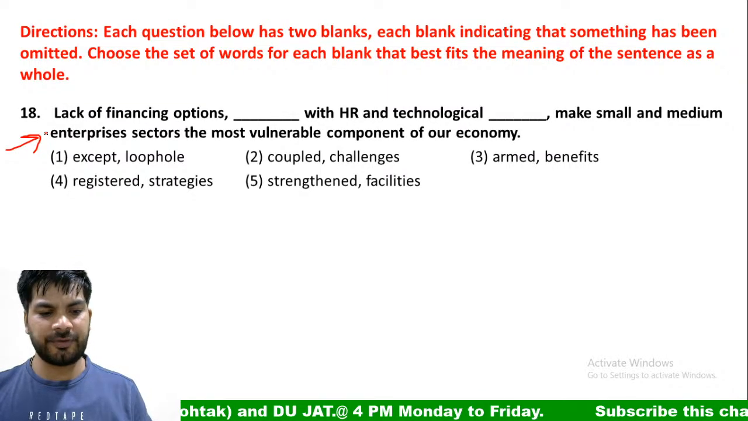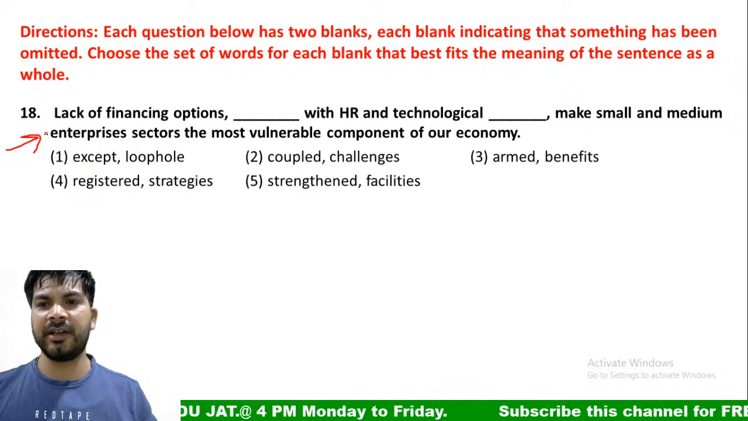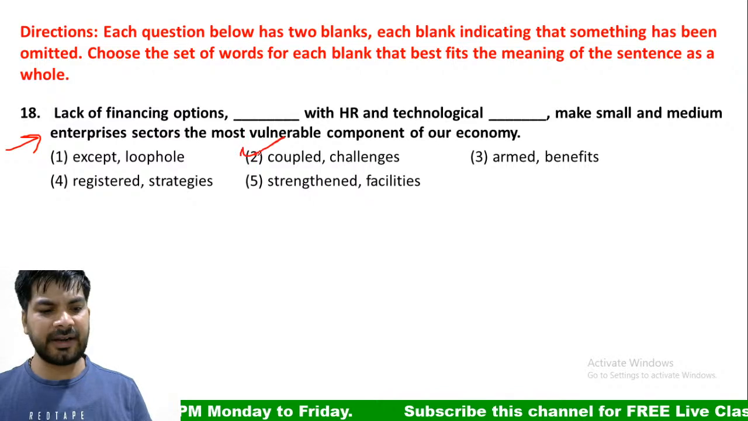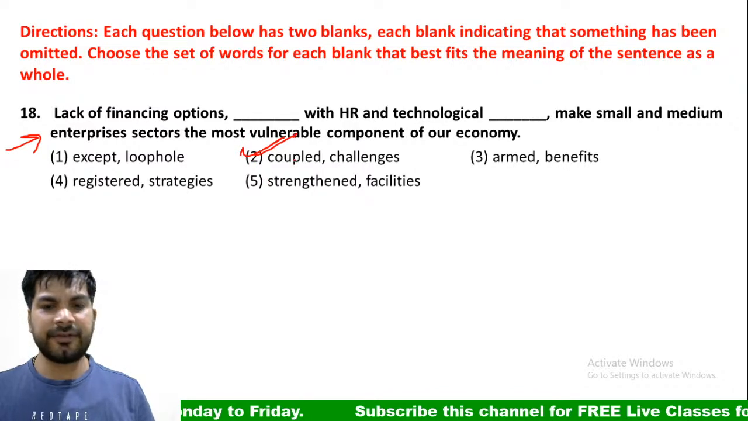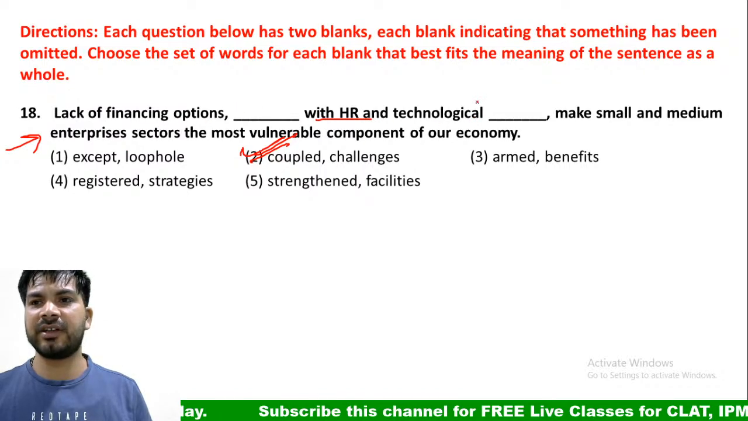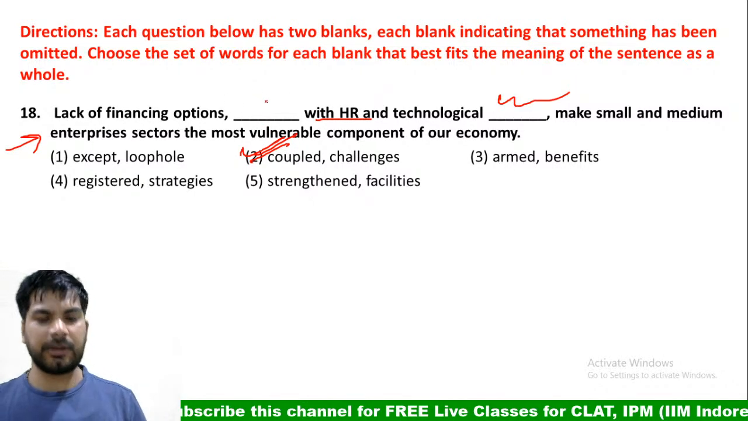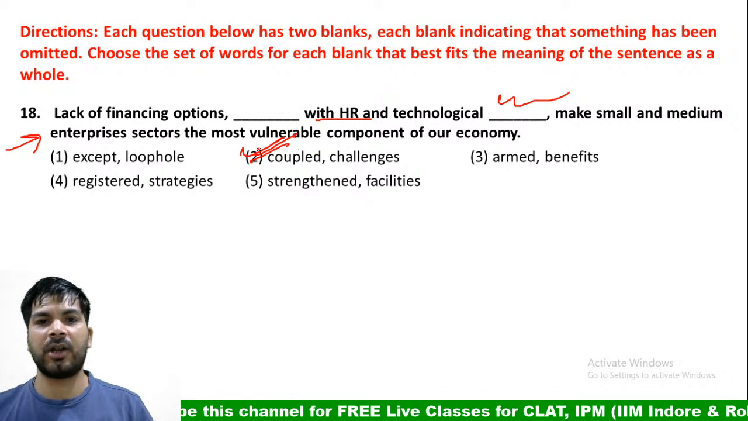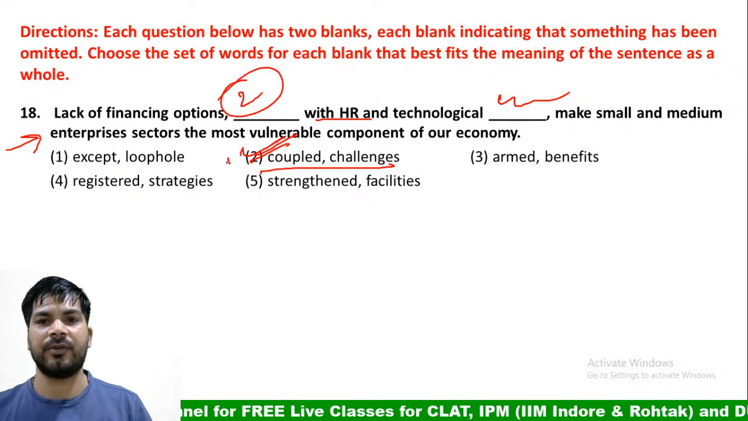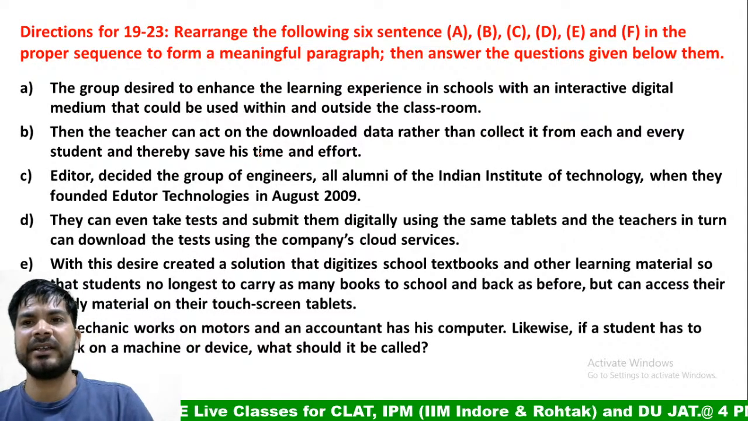Lack of financing options dash with HR and technological dash make small and medium enterprises sectors the most vulnerable component of our society. I think second is the right answer out here. Lack of financing options coupled with HR and technological challenges. Coupled means they go with the same challenges, make small and medium enterprise sectors the most vulnerable component of our economy. So the correct answer should be second. This is the right answer. Yeah, easy question.